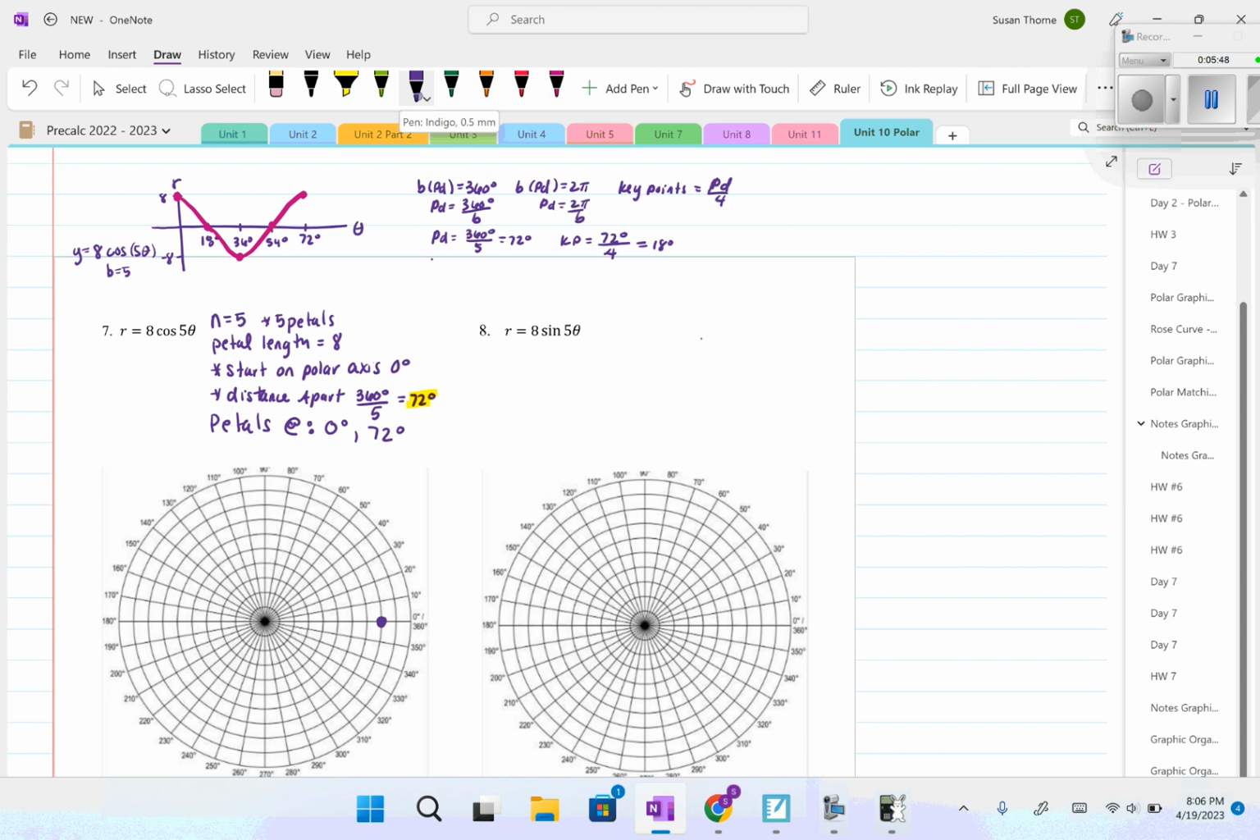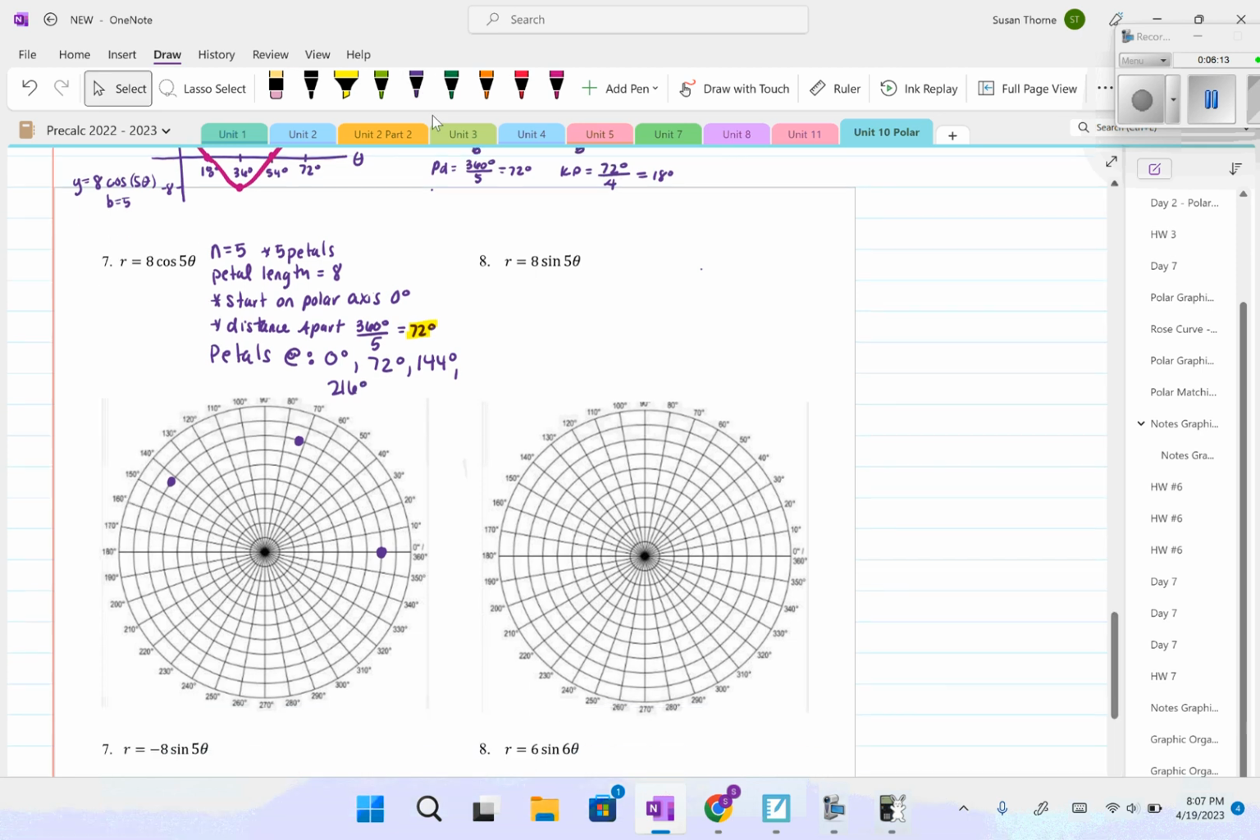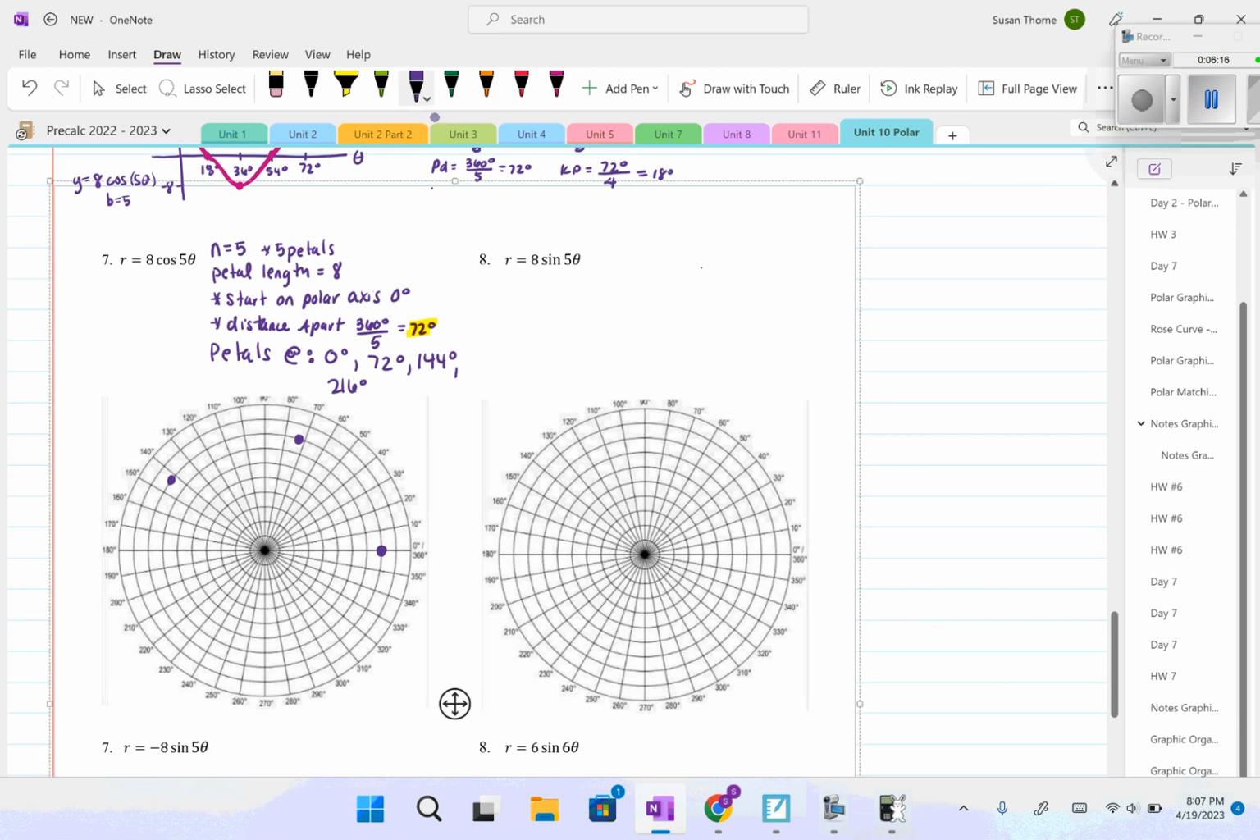So I'm just going to do that distance of 8 from the pole or the origin, and we're going to go to 72 degrees, which would be in between 70 and 80 degrees, so somewhere right there. Then if we add another 72 degrees to that, we get 144 degrees, which would be somewhere in here. Add another 72 degrees to that, and we get 216 degrees. For the next petal, so out a distance of 8 at 216 degrees.